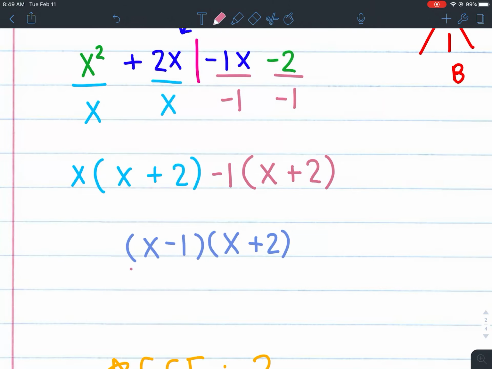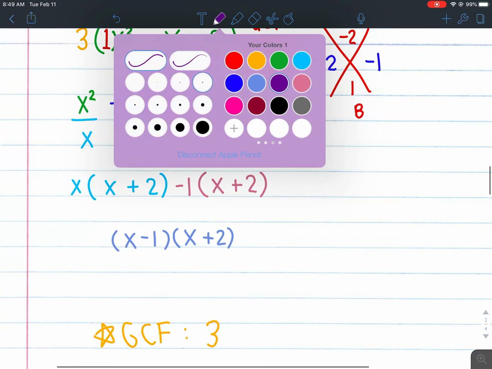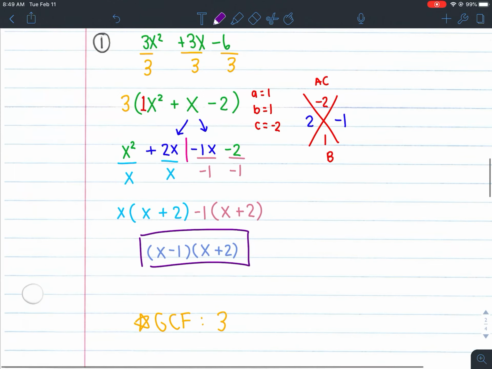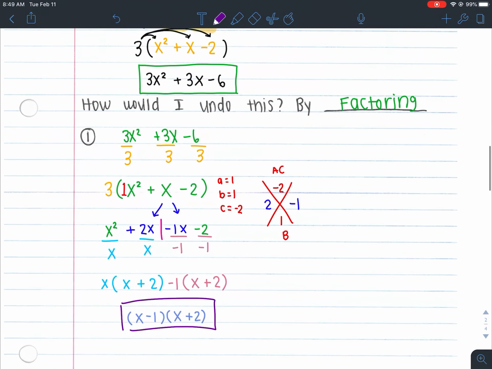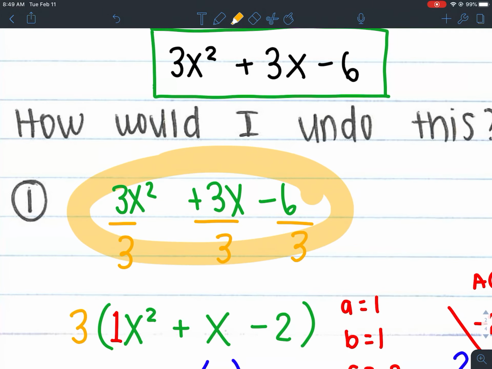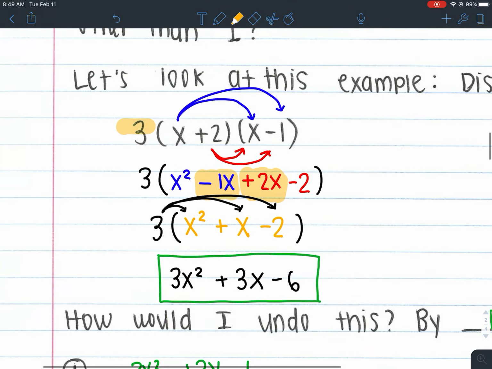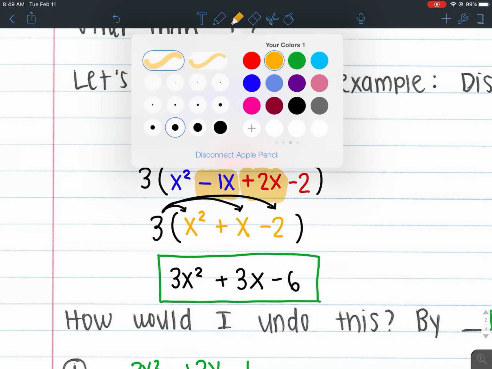Now I haven't mentioned this yet, but these are called factors. So one of my factors is x minus 1, and the other factor is x plus 2. Those are also called factors because we're factoring, we're trying to get the things that multiply to make our original answer. Now, is this my final answer? Well, let's check. We just tried to undo this problem, right? We started right here because we're trying to undo this problem. So if I were to undo this problem, I should end up with this.